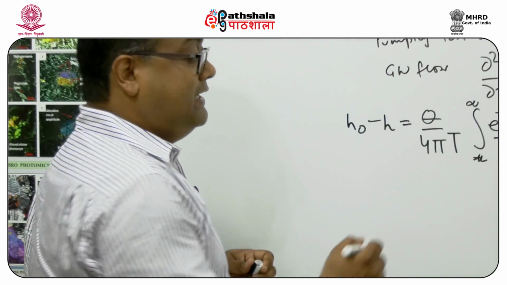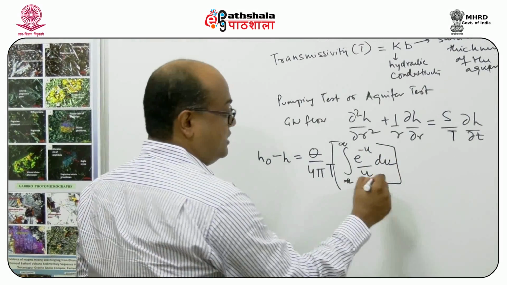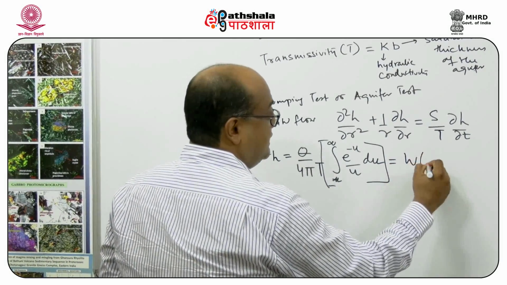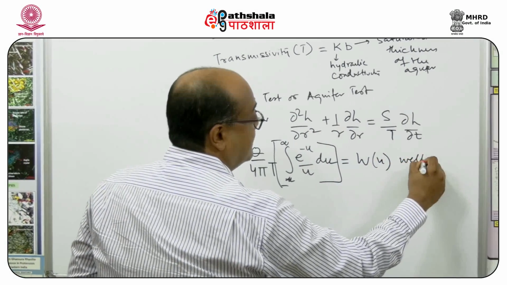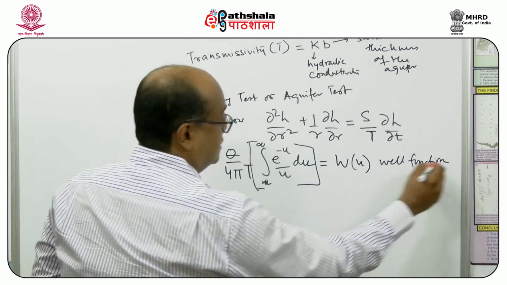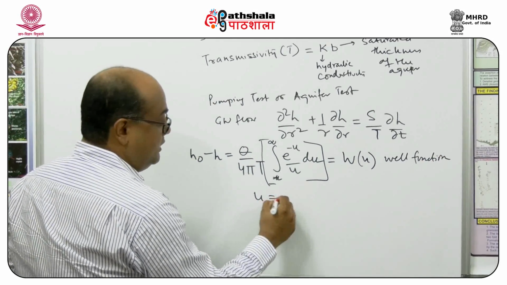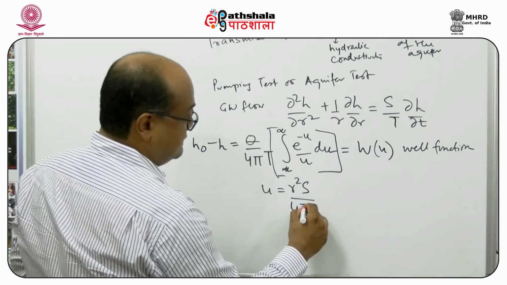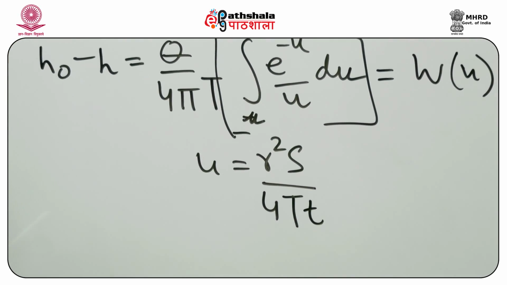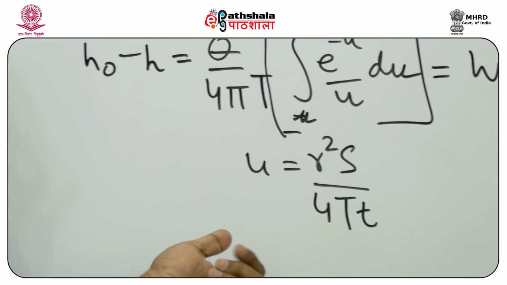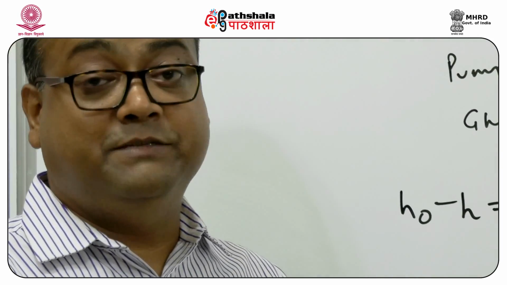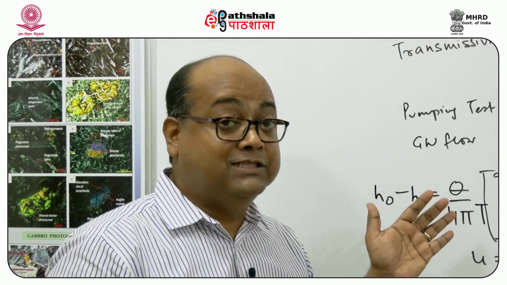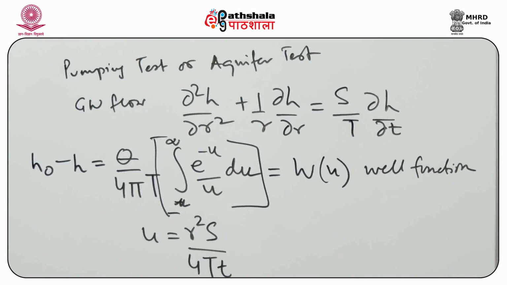Now, this integral part of the equation is represented by W(u), which is also known as the well function. Now, what is u? u is given by r squared S by 4 T t, where T is the transmissivity, small t is the time, S is the storativity, and r is the distance of the observation well where it is located.